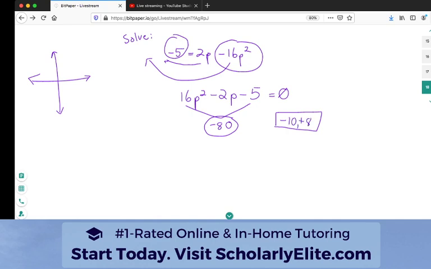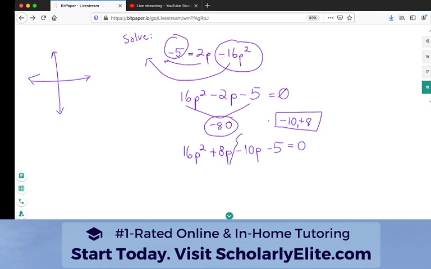Great, so let's take those things and plug them in. Sometimes it's trial and error, but really it's just about saying, okay, 8 and 16 kind of go together, 10 and 5 go together, so we're going to do that. So we're going to go 16p² + 8p - 10p - 5, all equals 0. Let's go ahead and split these guys up.